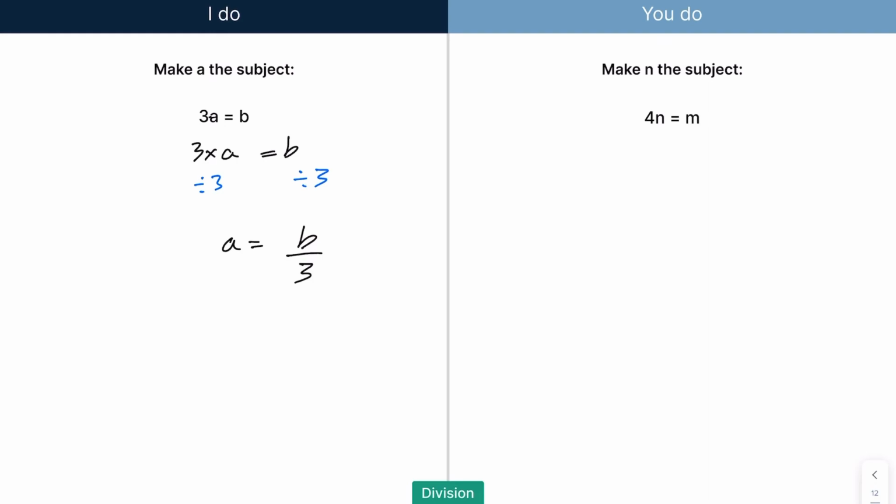So again, hopefully you've pressed pause and had a go at the example on the right. So we're going to divide each side by 4 to get rid of that 4 from the N, because you want to make N the subject. And that is your answer there.